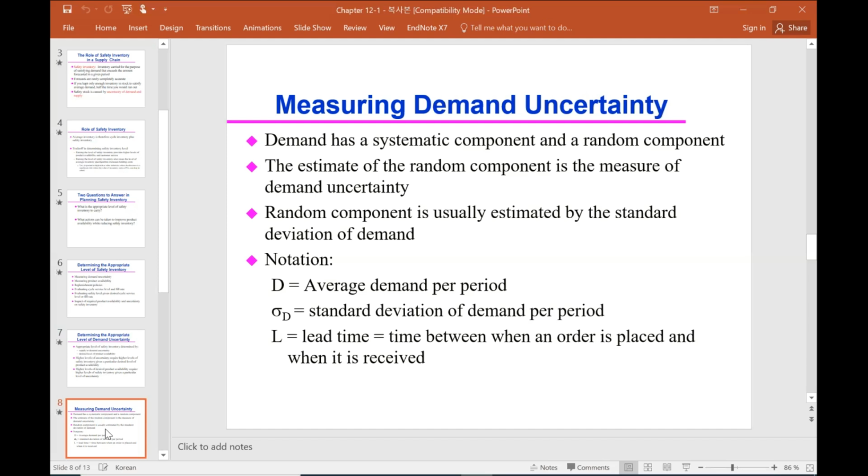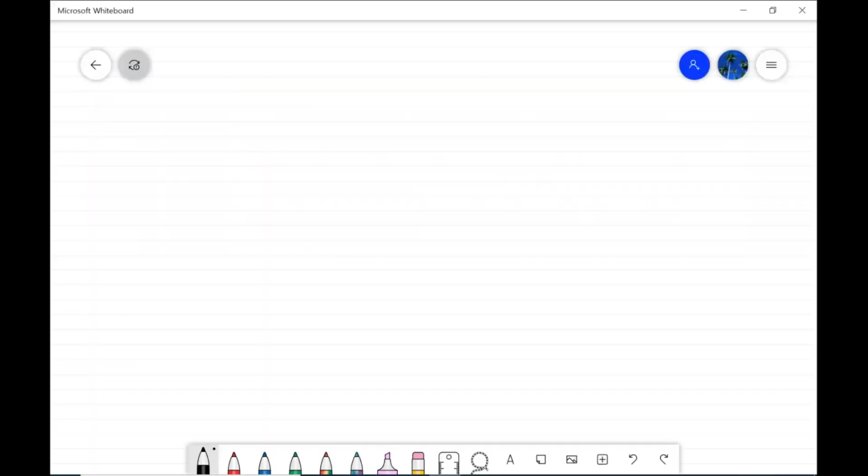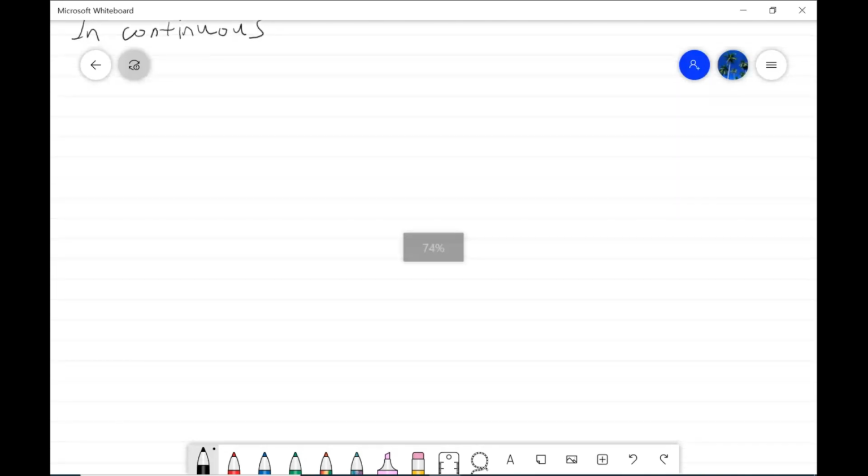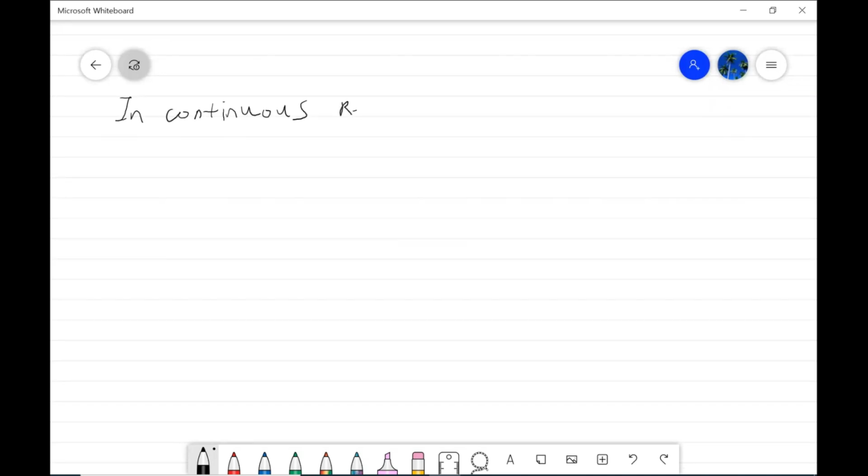Let me get back to my notes. With these notations, what I wanted to describe is this one. This is just one case, a continuous review system. Let me make it bigger.